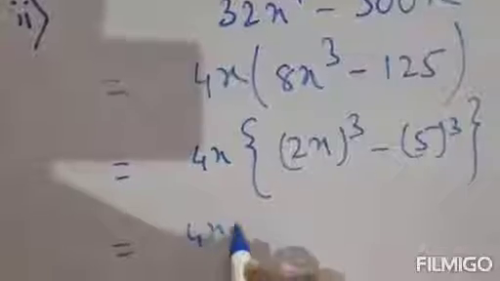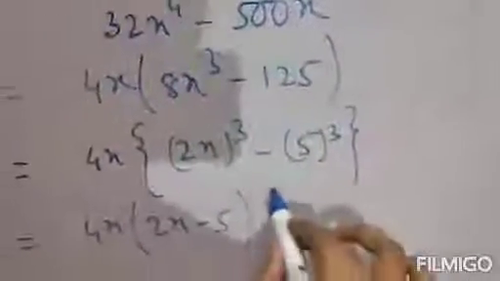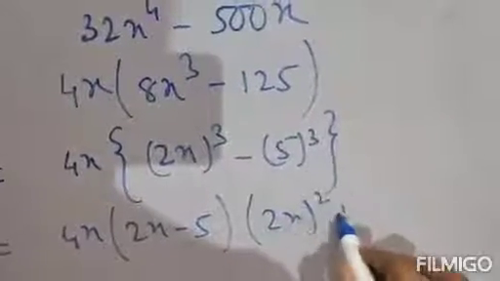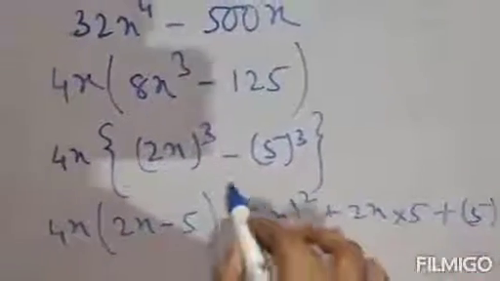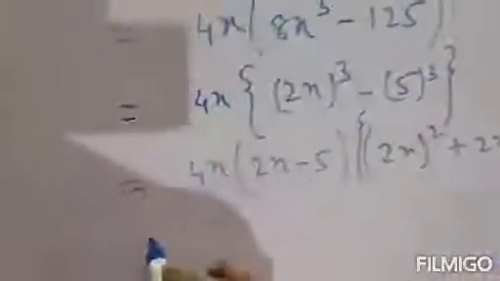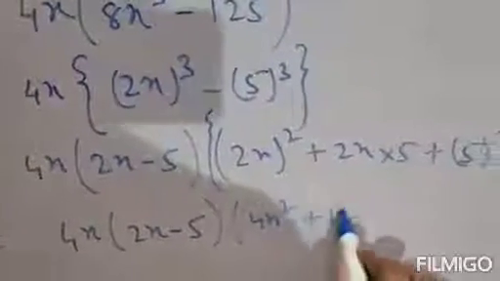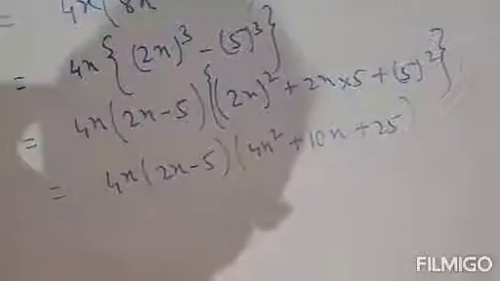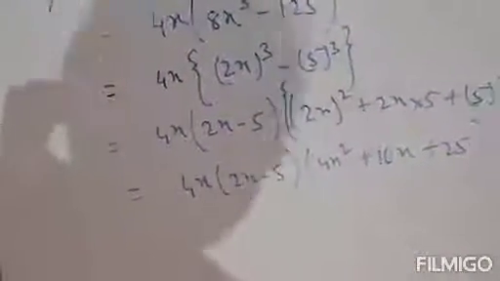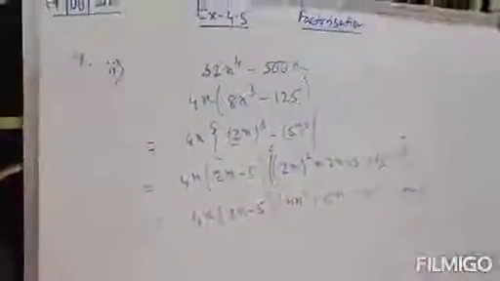Clear? Now the a to the power 3 minus b to the power 3 formula. So a is 2x, b is 5. So a minus b. Next, the a square plus ab plus b square formula. So a square plus a into b, where a is 2x and b is 5, plus b square. That is 4x(2x minus 5)(4x square plus 10x plus 25). So in this way we will solve this type of question. So your answer is 4x(2x minus 5)(4x square plus 10x plus 25). This is the final answer. Clear? Next.